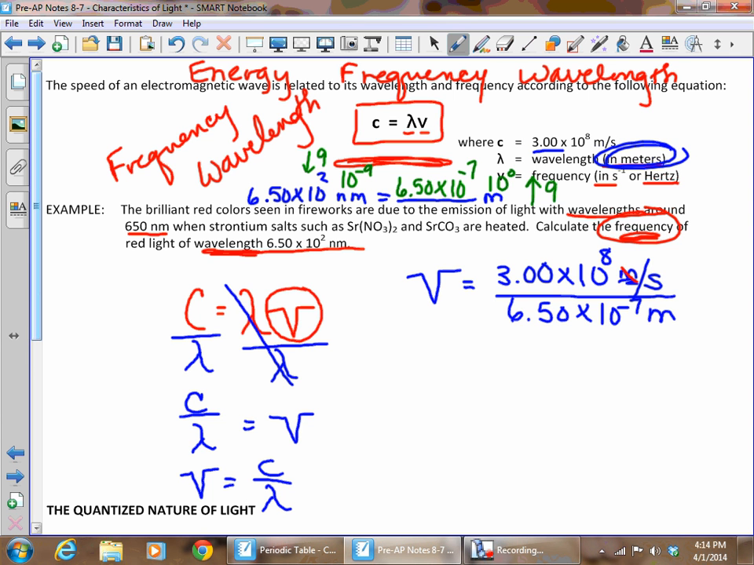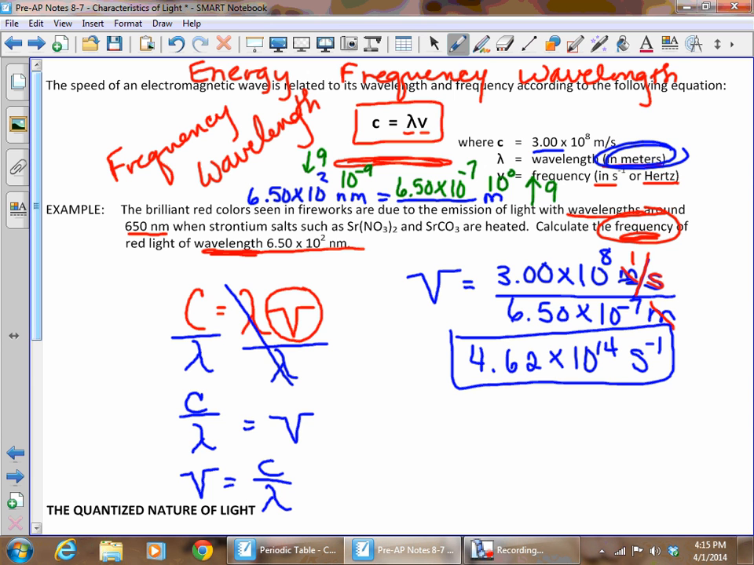That's going to cancel meters, leave us with seconds on the bottom. When meters cancel or reduce to 1, we end up with 1 over seconds, or reciprocal seconds. So our answer here is going to be 4.62 times 10 to the 14th reciprocal seconds. I'm going to write it this way. Now also remember that a reciprocal second is also a hertz, so it's also 4.62 times 10 to the 14th hertz.